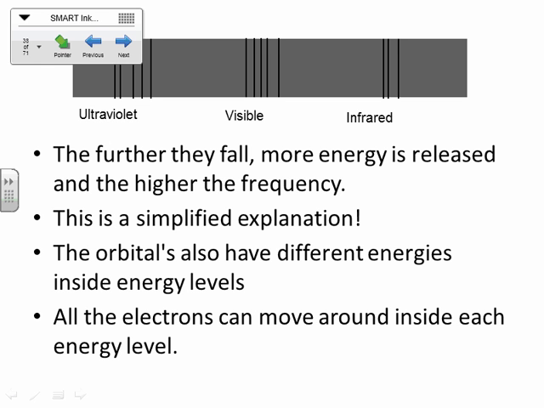Okay. So again, this is a very simplified explanation, and Bohr was only able to get it to work for hydrogen. You need the quantum model to explain everything else. But it works well for hydrogen. The orbitals have different energies inside the energy levels, which we'll talk about later once we get to the quantum model, okay? But the electrons can move around inside each of these energy levels. So again, just be aware, this is a little simpler than it actually is, but it gives you a good idea of how these drops work and how they correspond to colors, okay?